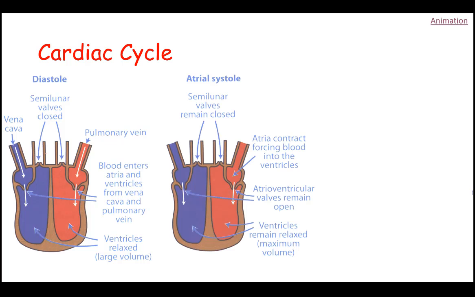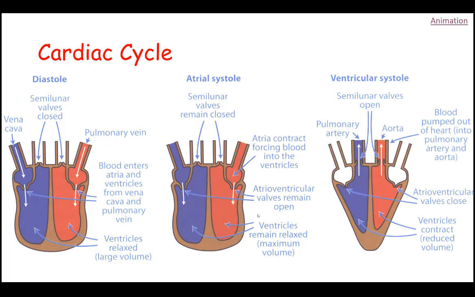Then we go to atrial systole, and this is where the atria start to contract. So the atria contract, forcing blood down through the AV valves and into the ventricles. Following that, ventricular systole takes place, which is when the walls of the ventricle begin to contract and they force blood upwards into the aorta. The ventricles contract, which increases the pressure and forces blood upwards.